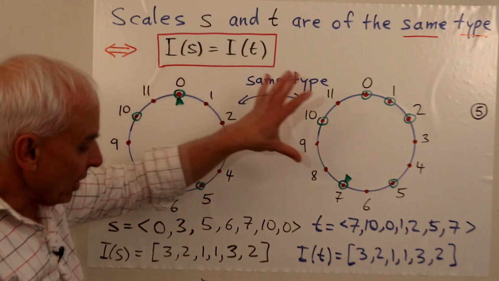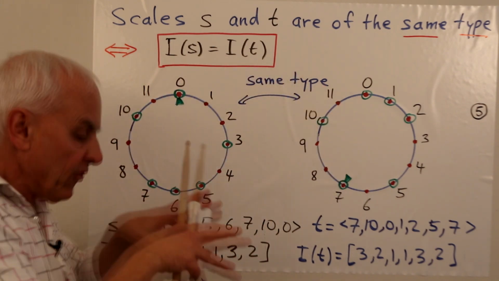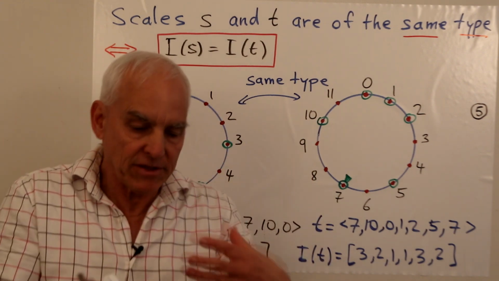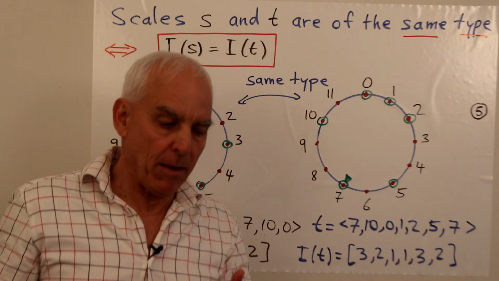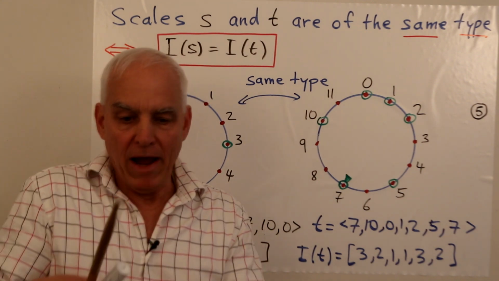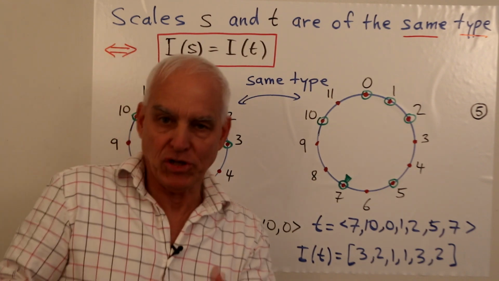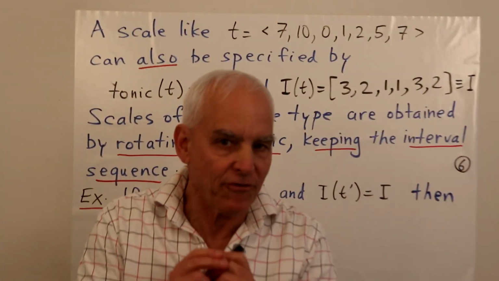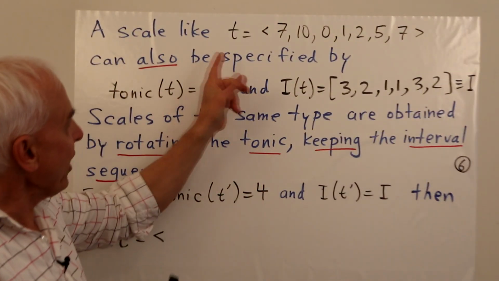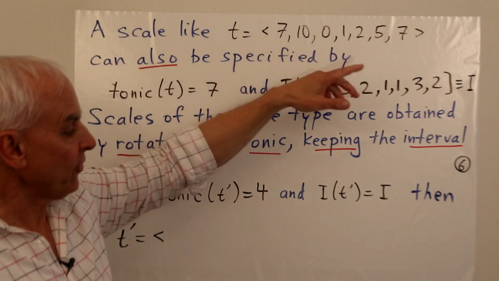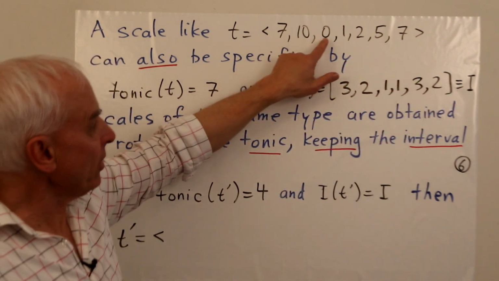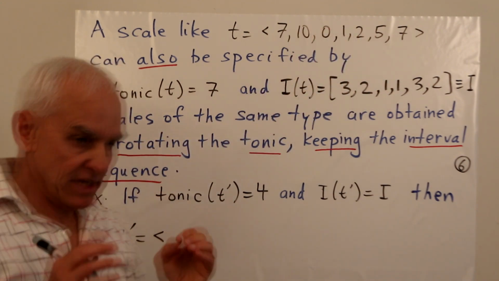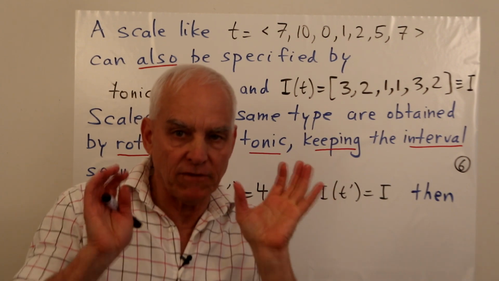But in terms of actually the clock diagrams, the scales as these sets of notes on the diagram have just been physically rotated around. It's a physical rotation. This is why group theory becomes important, because group theory is all about things like rotations and more general transformations and how they combine. Now there's a simple but important observation to be made here. That a scale, say like this one here, this G blues scale, 7, 10, 0, 1, 2, 5, 7, that scale can also be specified by two pieces of data.